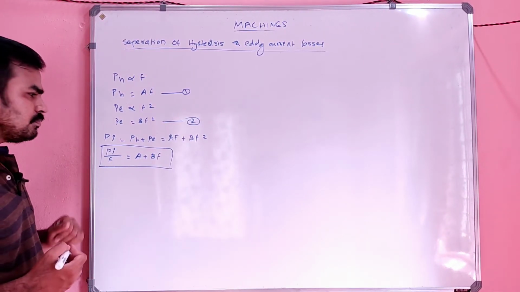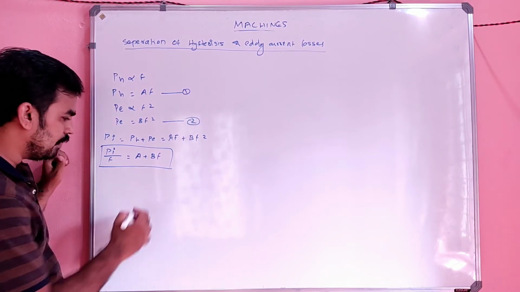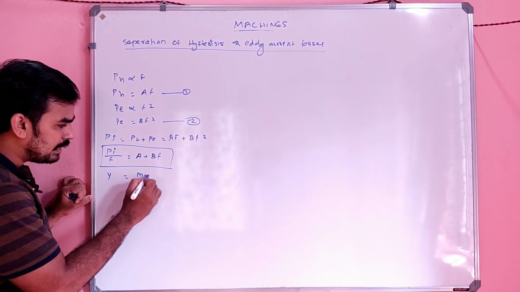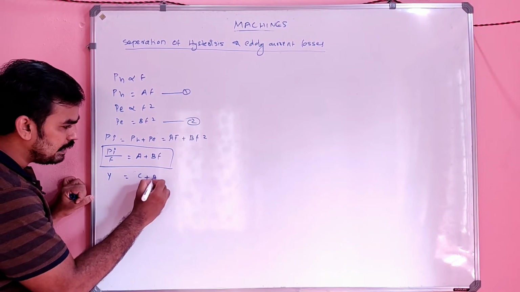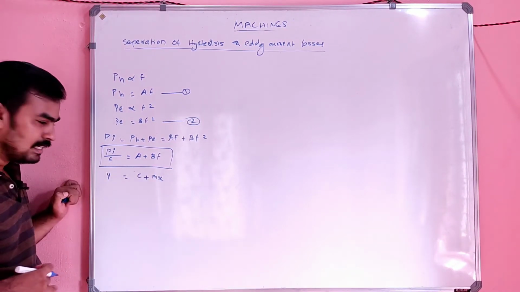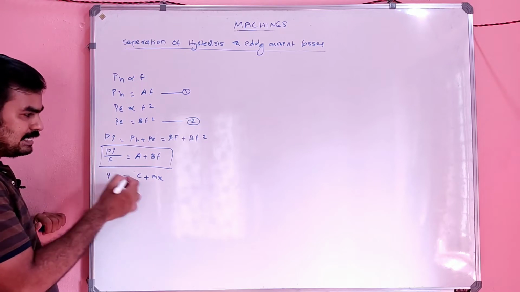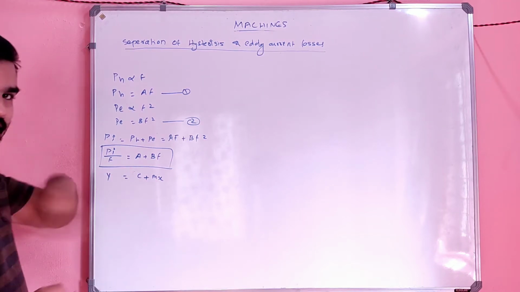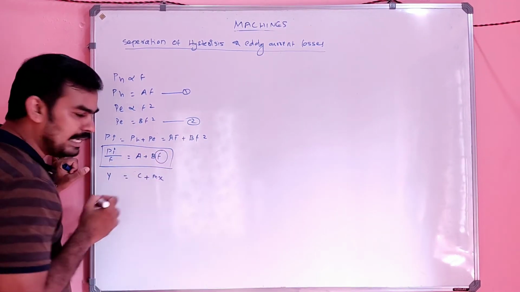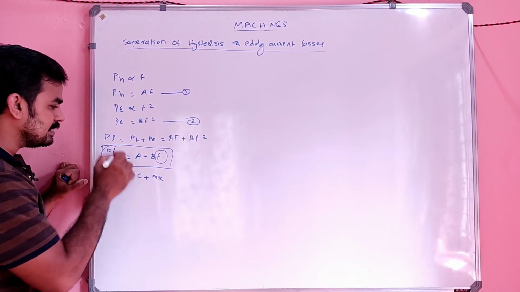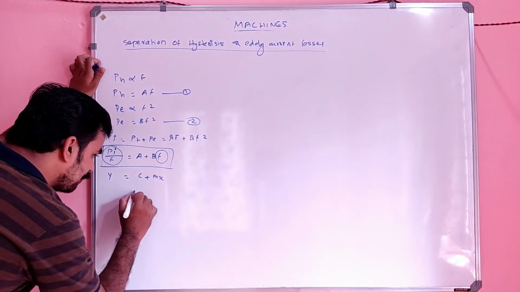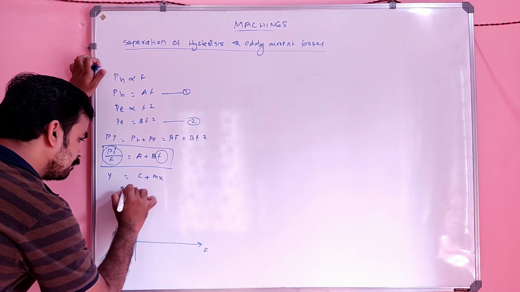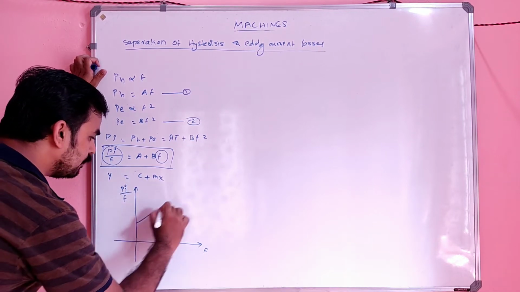If you draw this equation as a graph, see the similarity: it will be y equals c plus mx format. Here y is nothing but Pi by f, c is a constant, and m into x is B into f. The x coordinate is f, and the y coordinate is Pi by f. So if you draw the graph between f versus Pi by f, you will get a graph like this.